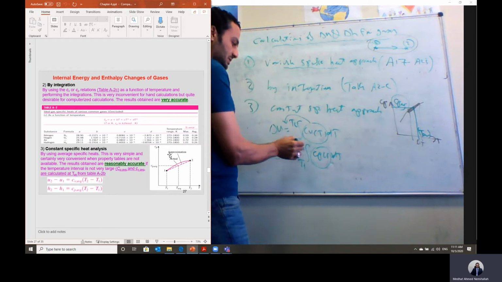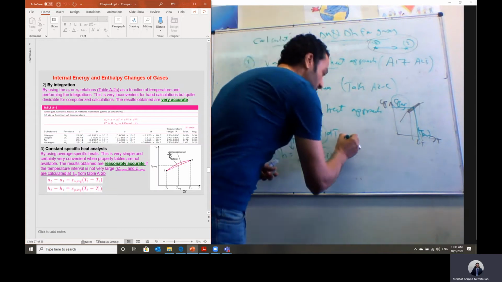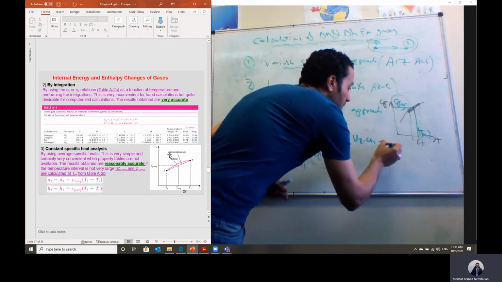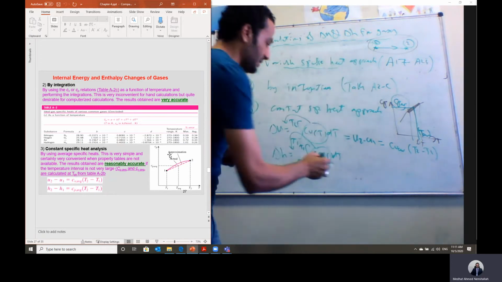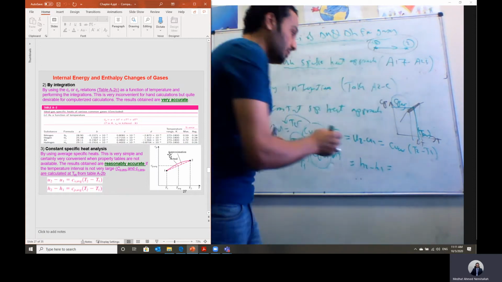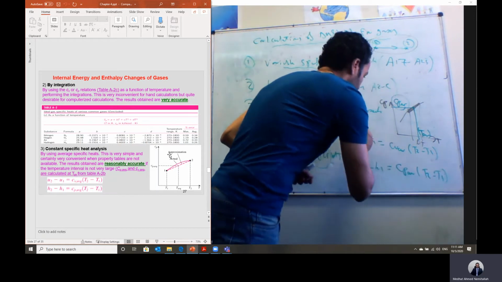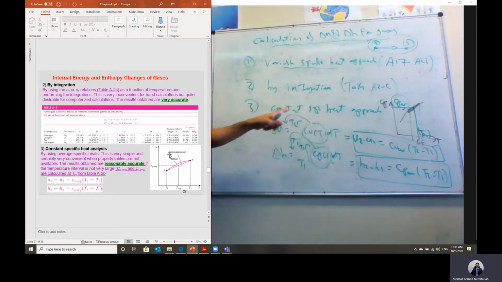Constant, we can take it outside the integration. So it will be Cv multiplied by the integration of dT, which will equal the temperature difference. In this case, delta U, which is U2 minus U1, will equal Cv average multiplied by delta T, which is T2 minus T1. And delta H, which is H2 minus H1 for a gas undergoing a process from 1 to 2, will equal Cp average multiplied by T2 minus T1. And this is how we can calculate delta U and delta H based on the constant specific heat approach.